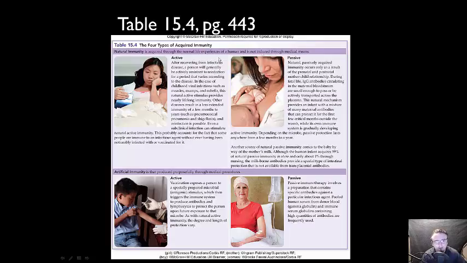Okay, so here's a figure showing these 4 different examples. So natural active, you get sick and you're just dealing with the infection. Natural passive, you're looking at the mother transfusing antibodies to the child. This would be postnatal. It can also happen prenatally. Artificial active involves vaccination. And then artificial passive is the transfusion of antibodies from a donor. So you can see that here.